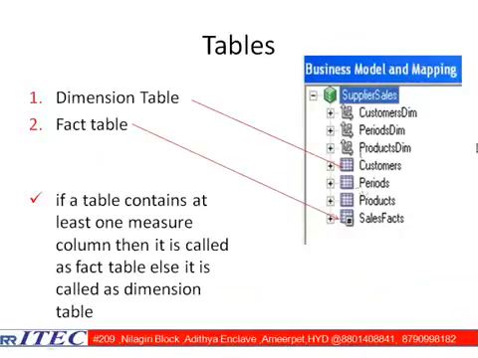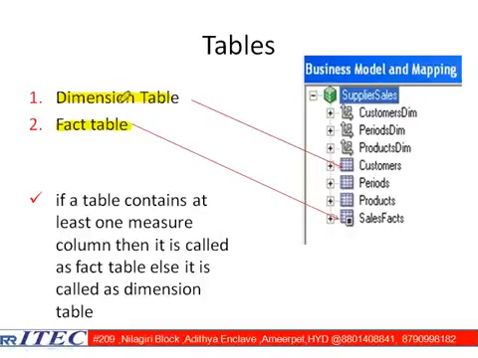Tables are divided into only 2 types, sir. One is called dimension tables, second is called fact tables. However, internally dimension tables again divide into some other tables, fact tables also again divide into some other tables. But at a high level in a data warehouse, we have only 2 types of tables available. One is called dimension tables, second is called fact tables.